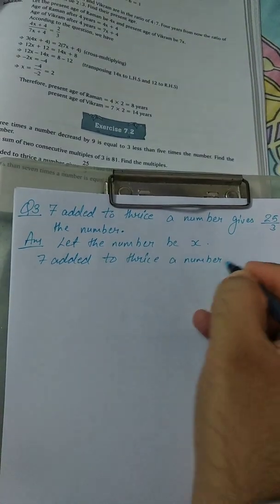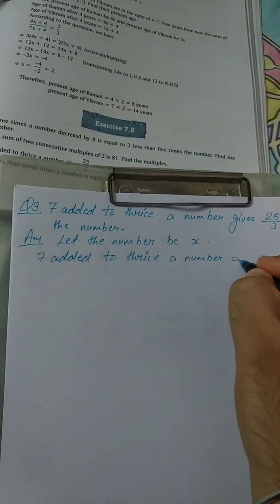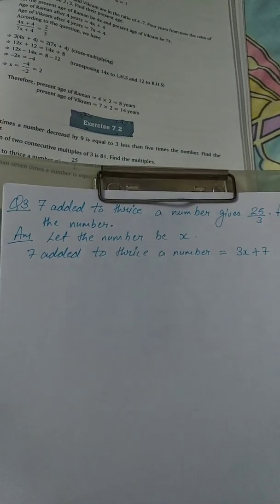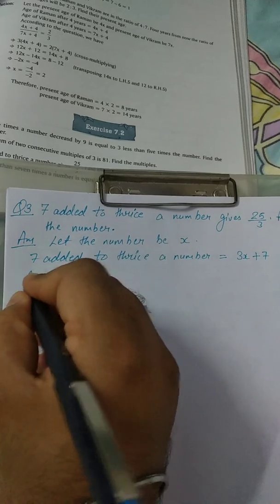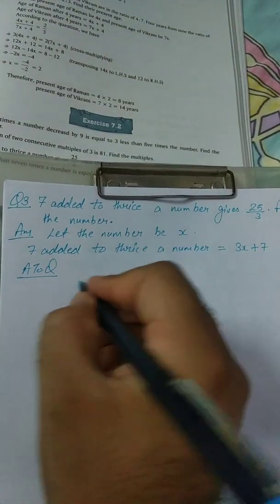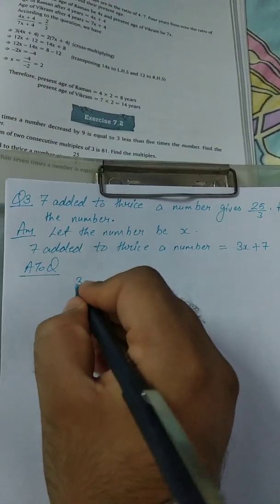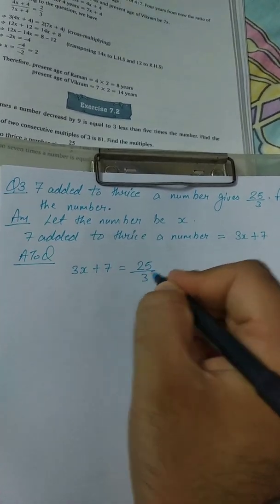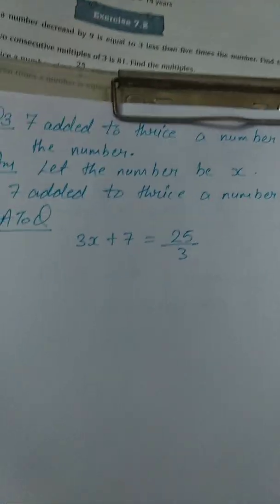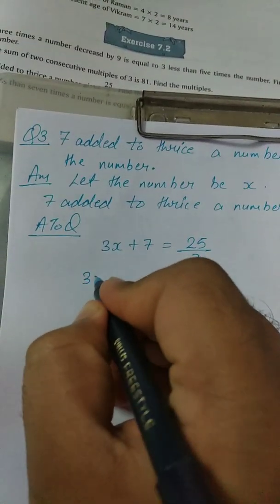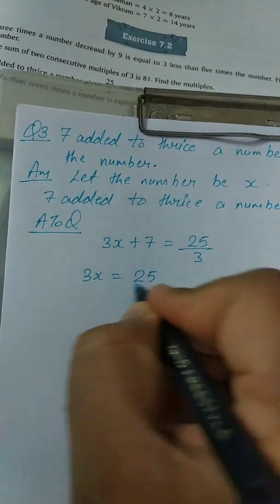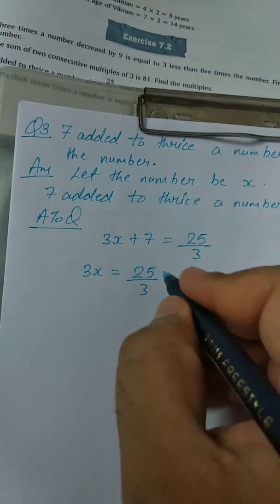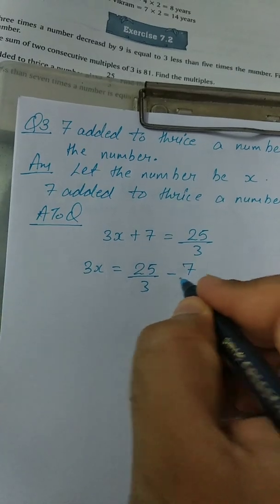Now 7 added to thrice a number. Thrice means 3 times a number. It is equivalent to the 3x plus 7. Right? Now, according to the question, 3x plus 7 is equivalent to the 25 upon 3. Right? Now, solve this equation. 3x is equivalent to the 25 upon 3. When I shift this 7 from LHS to the RHS, it changes into the negative.